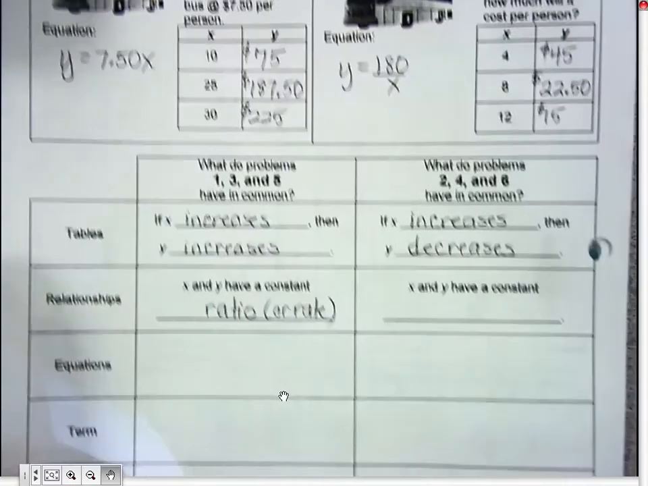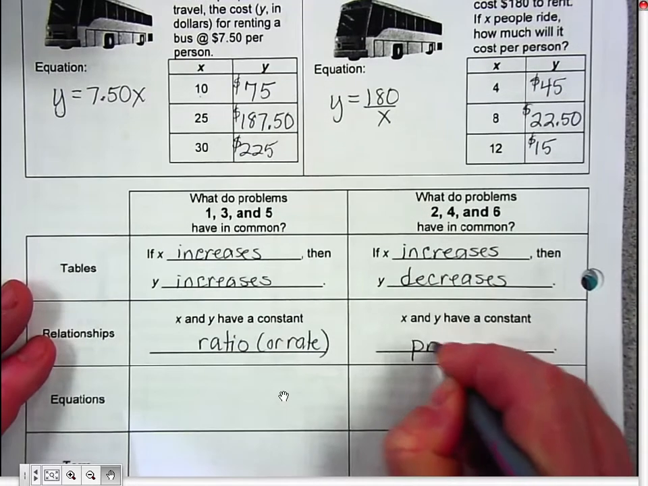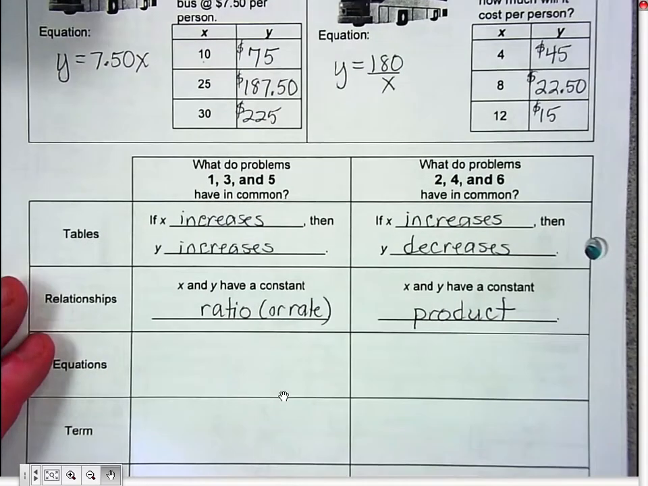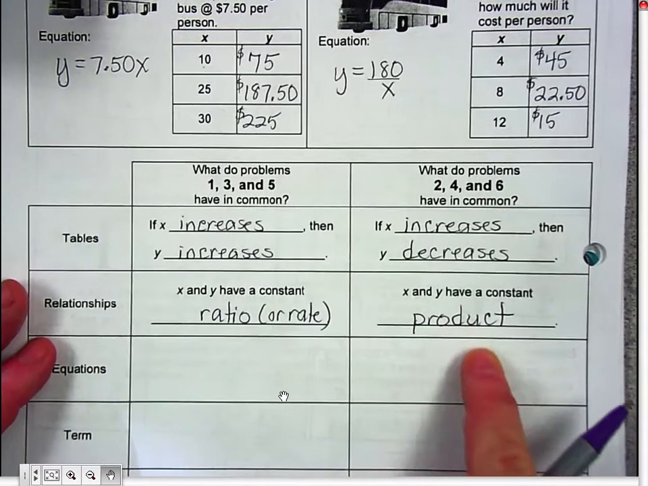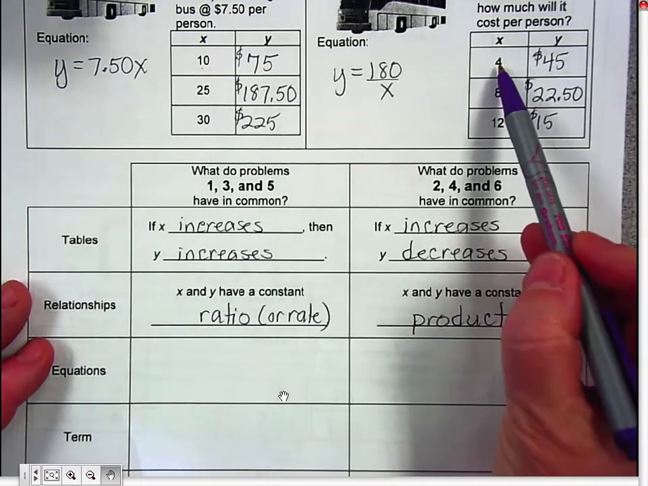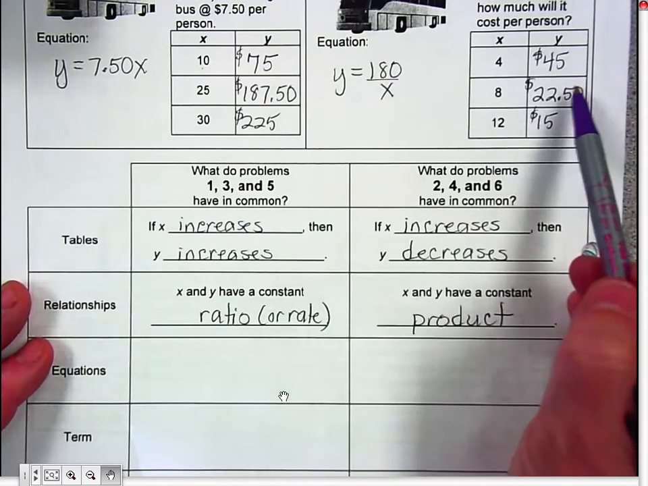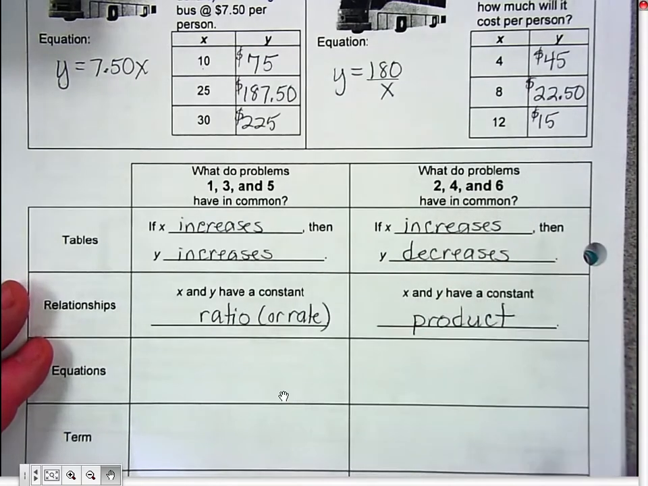And then over here, X and Y have a constant product. What is a product? Where you multiply. It's the answer to a multiplication. So that means when you multiply X and Y, you get the same number. So 45 times 4 is 180. And 22.50 times 8 is 180. And 15 times 12 is 180.